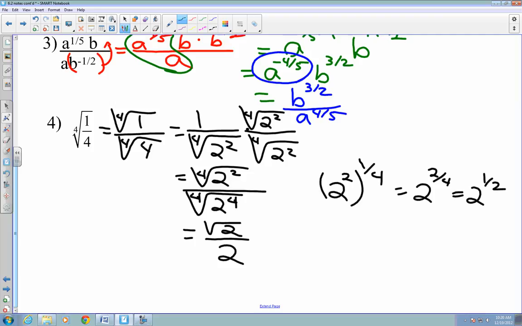Now, you look at this, and hopefully the practice yesterday helped you to see this a little bit. This is actually 2 to the 2/4 power. If that fraction can be reduced, that turns it into 2 to the 1/2, which you know is the square root of 2. So if this fractional exponent can be reduced, do that. Okay? Questions? Okay, let's keep going with some more.